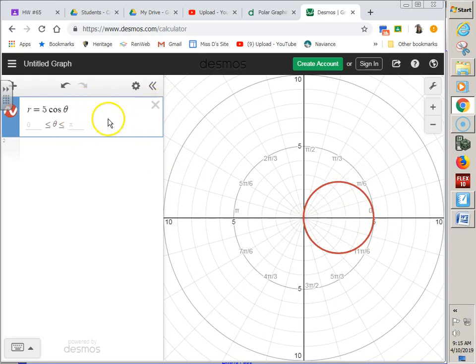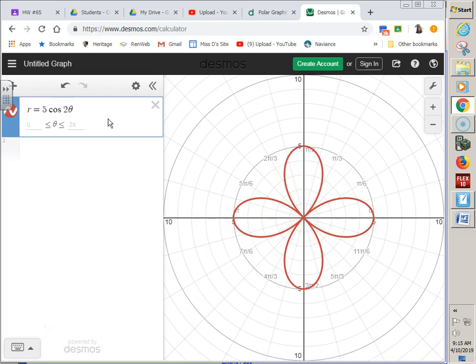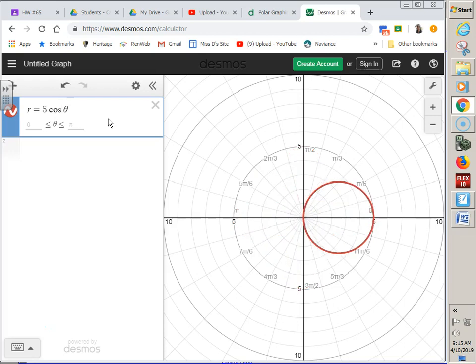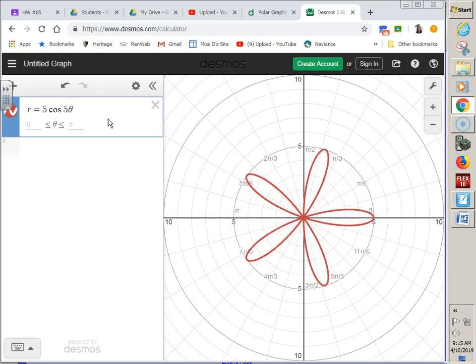But do you guys see how all those things I just graphed, even when I did cosine of 3 theta, there's a little baby rose, or cosine of 4 theta. Ooh, that one's fun. Or we could go out to 5. Or we could do cosine of 2 theta. Or cosine of 6 theta. That one's fun. Cosine of 5 theta. Do you see how all of these are formed by rotating?